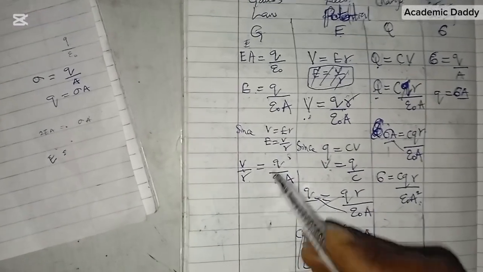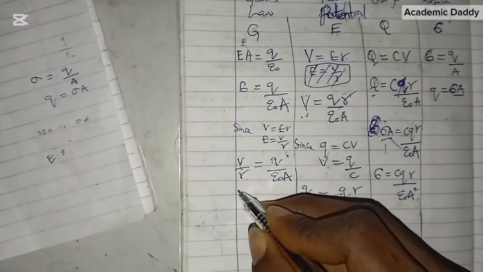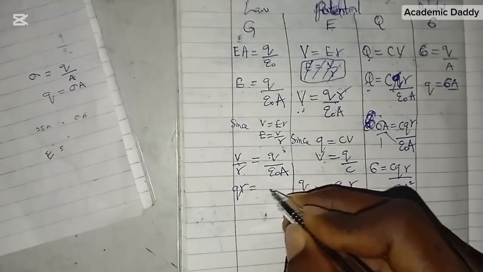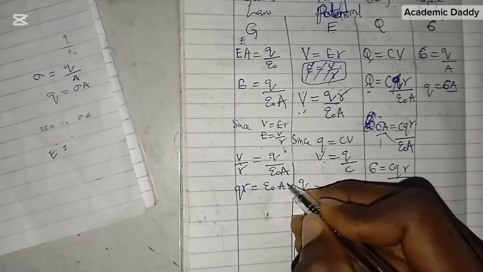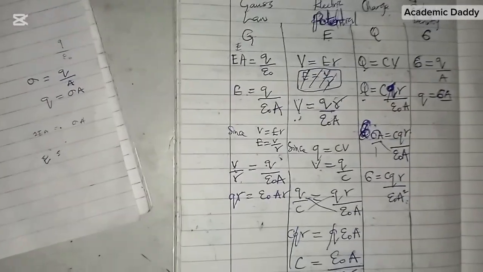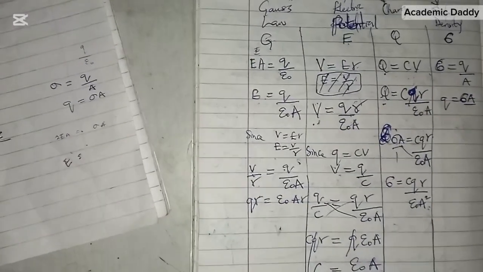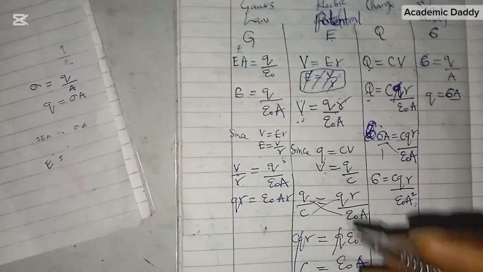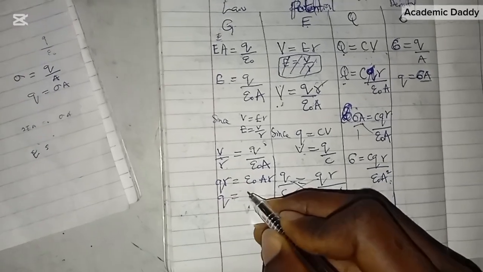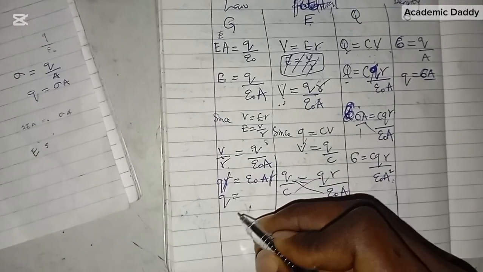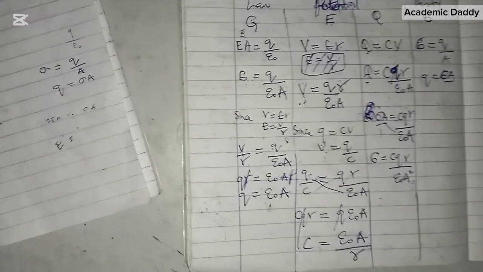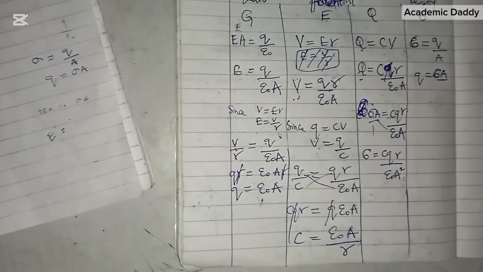If it is Q, I can say let me make Q the subject of the formula. So I can say QR equals E naught A R. Or let me use R for radius too, but you know that the R there is for distance. If I know this, making Q the subject, I can divide by R, remove R, remove R. So this is E naught A. Are you seeing it? Yes.